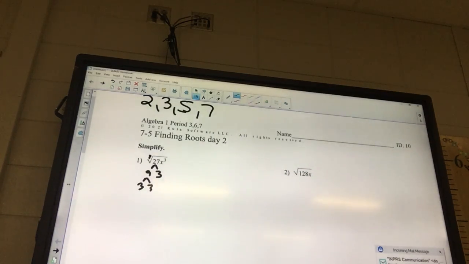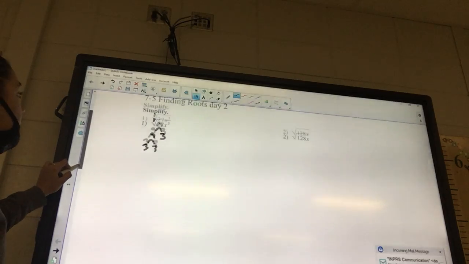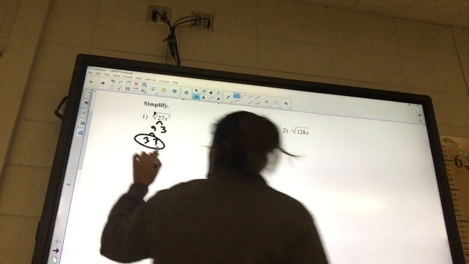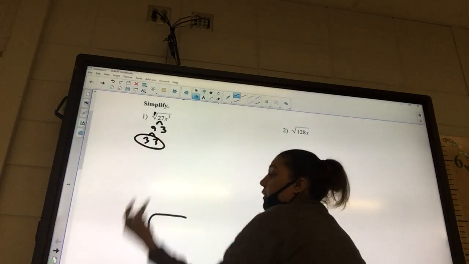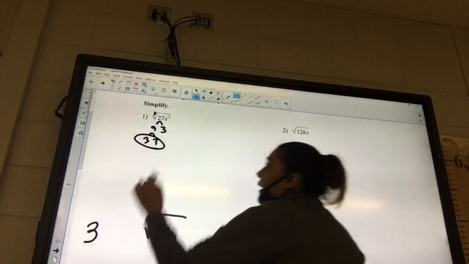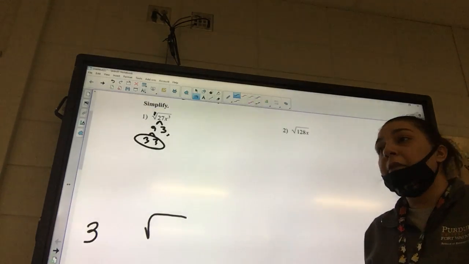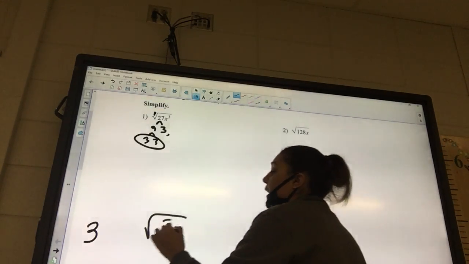So we need to do groups of 2. How many groups of 2 threes can I do? 1. So we can circle these, and for every circled one, I put 1 on the outside. Can this guy go to the mall? No. He has to have a partner, so he cannot go. He's going to stay inside the house.